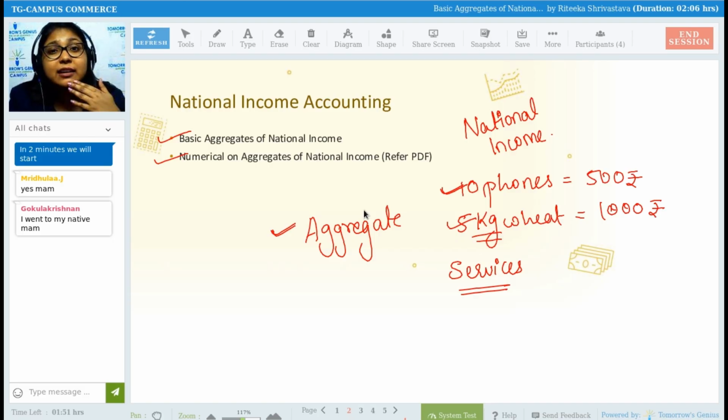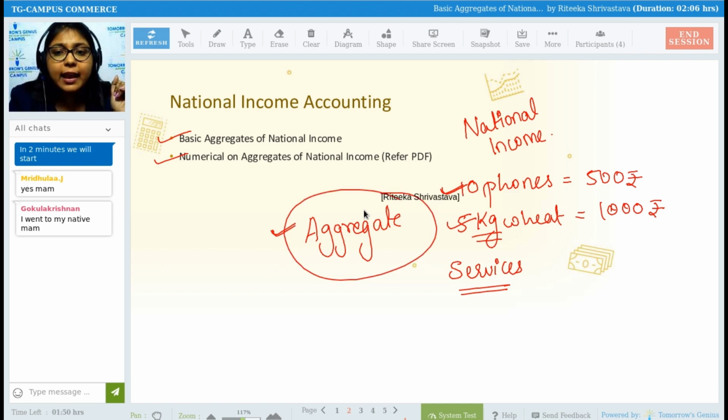It is not possible to sit and categorize each and every unit and then calculate it. So that is why what we will do is we will calculate it together and we will call it aggregate. We will not give any other unit. We will not say it's in kgs, liters, meters, centimeters, nothing. Simply we will say aggregate. This is the aggregate of national income. So that is nothing but the meaning of aggregate.